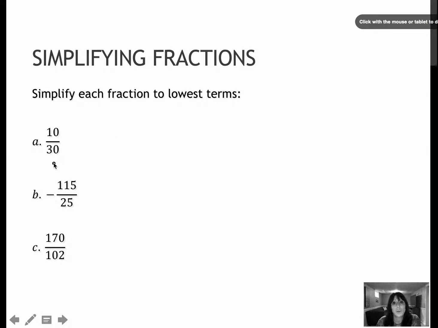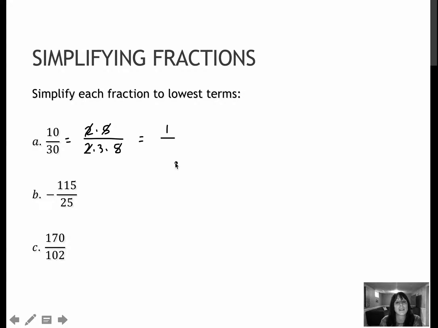Again, 10 over 30. If you want to write this as a prime factorization, 10 would be 2 times 5. 30 would be 2 times 3 times 5. Again, I'm just not writing out the tree, but that's essentially how I found it. So I'm going to divide the top and bottom by 2 and the top and bottom by 5. Nothing left on the top except for 1. My denominator, I get a 3.